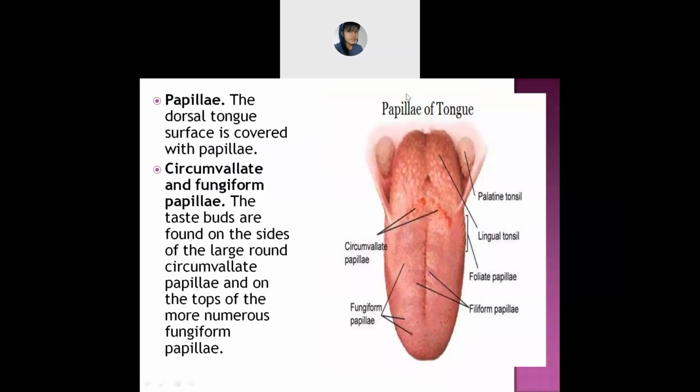Next is papilla, or else papillae also you can say. The papilla lies in the dorsal tongue, in the front side, and they cover the tongue. What are the names of those papillae? First is the circumvallate papilla, which you will find here, and the next is the fungiform papilla. In the lower side you will find the fungiform papilla. The taste buds in the circumvallate papilla are numerous, you will find them large in number. You will find them at the top.